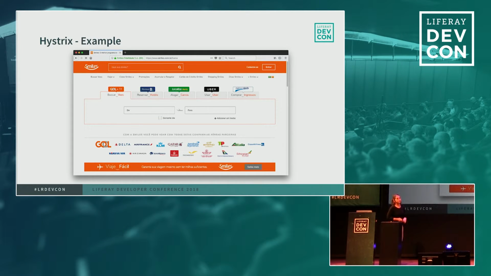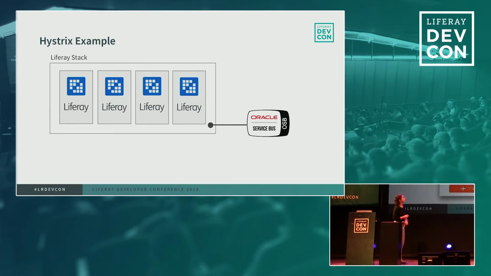And we have implemented this project for a client in Brazil. It's called Smiles. It's a loyalty program in Brazil. And they have worked with Liferay since 2014. And we implemented this project last year in production. So basically, before, the architecture was a normal architecture, just a cluster of Liferay with 4 servers connected to the Oracle Service Bus, where all their servers are.